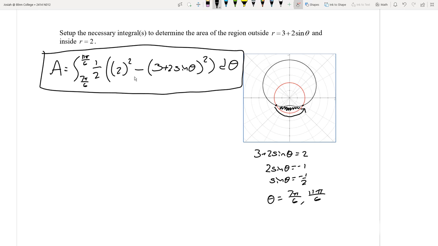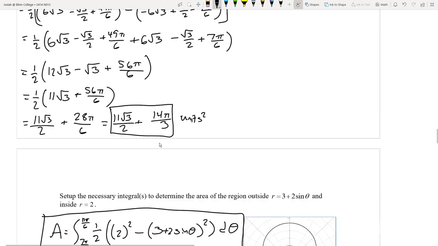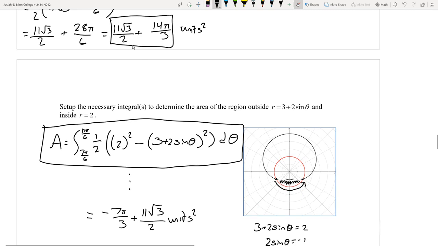The actual integration is almost a carbon copy of the last one. There's just a few key differences, right? We're plugging in something slightly different, and we have a negative here instead of the other way around. So if we were to do that all out, it would look very similar. We would end up with 7 pi over 3 with a negative on that, plus 11 root 3 over 2, right? So very similar to our previous answer here.